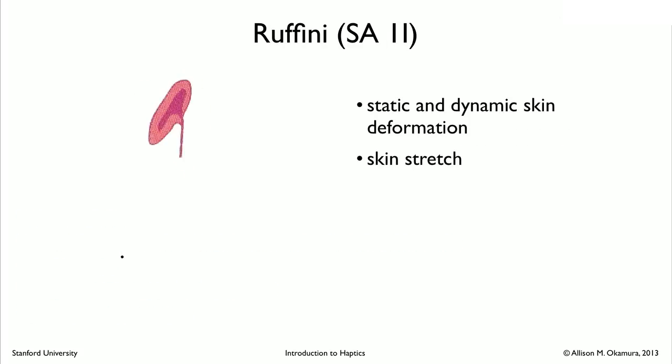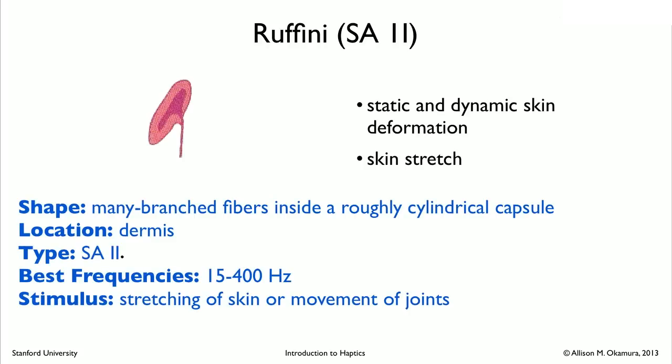Ruffini endings are considered to be good for measuring static and dynamic skin deformation, or skin stretch. These are fibers inside of a sort of cylindrical capsule located in the dermis. They're slowly adapting, but they're deeper inside, so they're given a 2. And these respond at somewhat higher frequencies. And their stimuli are expected to be stretching of the skin or movement of the joints.